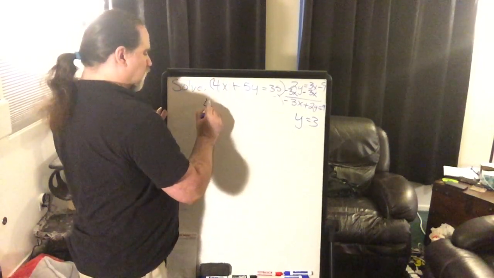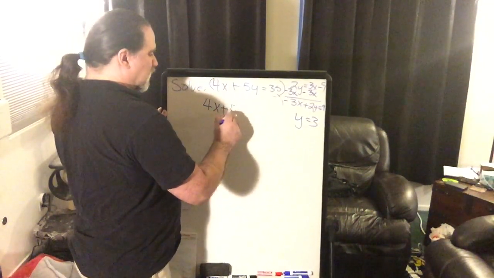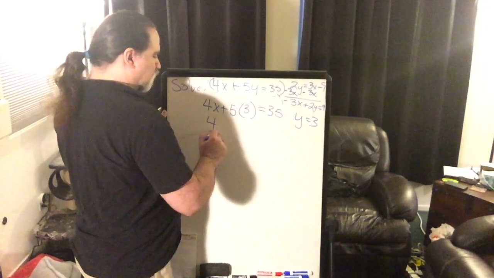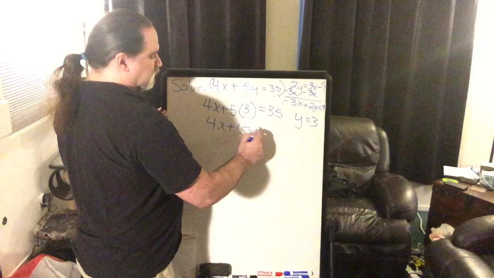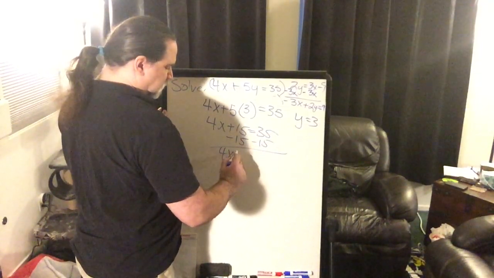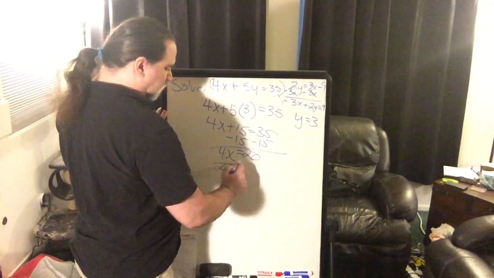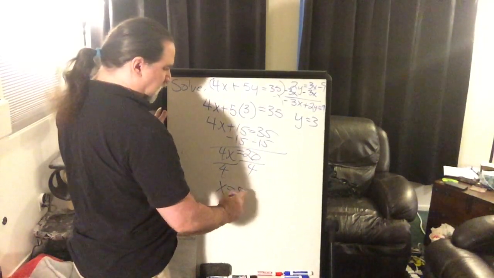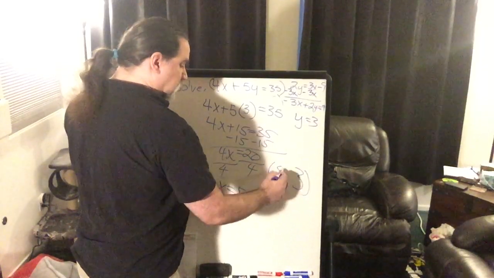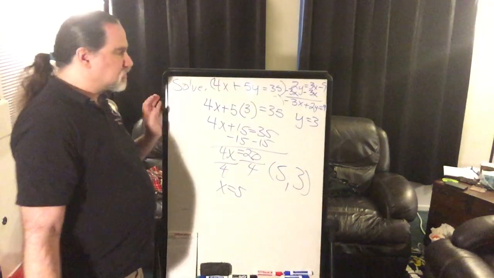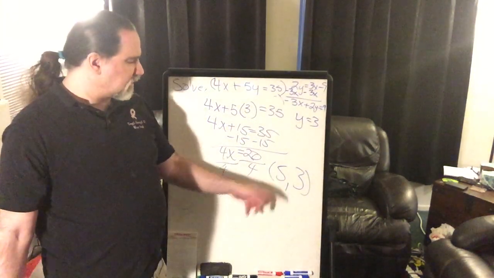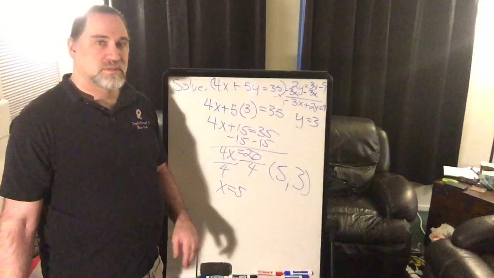So, 4x plus 5 times 3 equals 35. 4x plus 15 equals 35. Subtract that 15. 4x equals the 20. Divide by 4. And x equals 5. Certainly didn't look like it when you first saw these two equations. But there it is. X is 5 and y is 3.